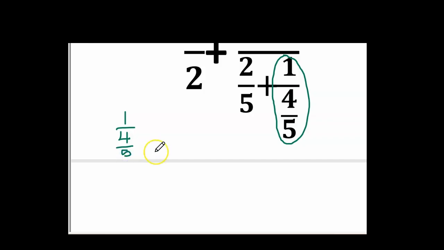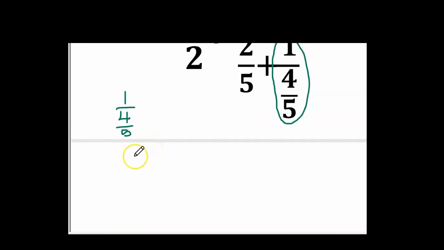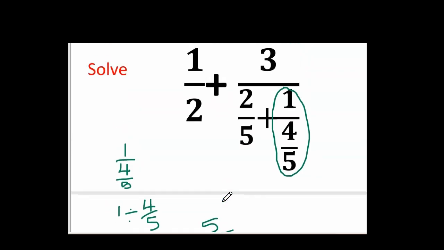So you can actually rewrite this as 1. This is like 1 divided by what? 4 over 5. So now remember we can write this as what? 1 multiplied by 5 over 4. Good. So if we do that now, we're going to have what? That will be 5 all over 4. Now, meaning you're going to go back to a fraction.